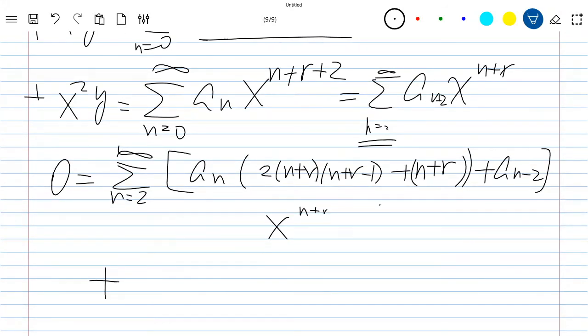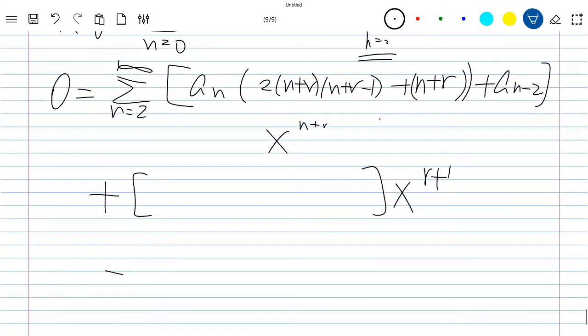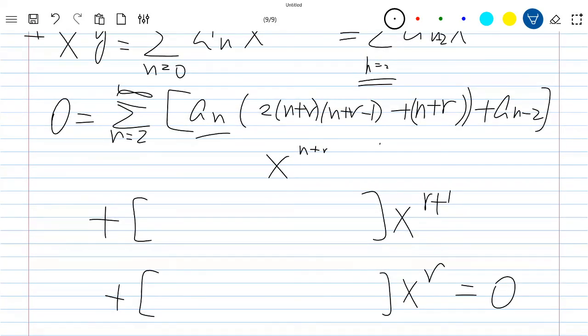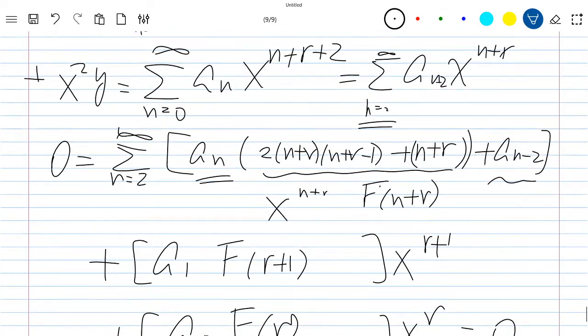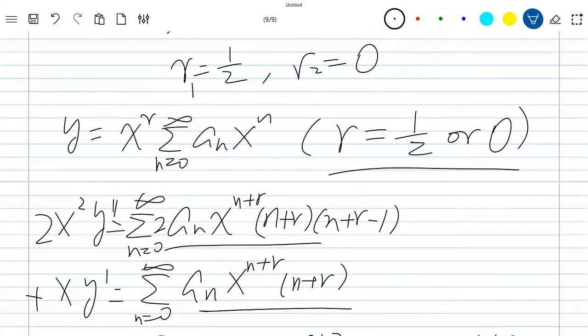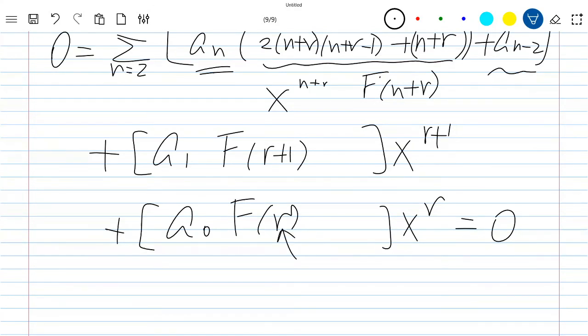And then you have two extra terms, x to the r plus 1 and x to the r, and that's for n equals 1 and 0, because you don't have the second term. Okay, a1, and if you recognize this is just our f of n plus r, so this is f of r plus 1, and this is f of r. And because eventually we were plugging our r into f of r, so this will be 0, right?